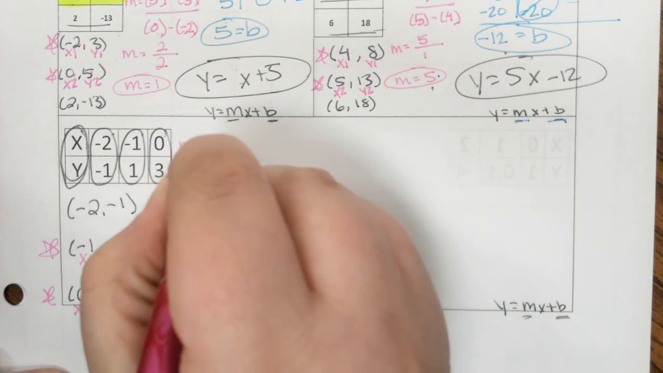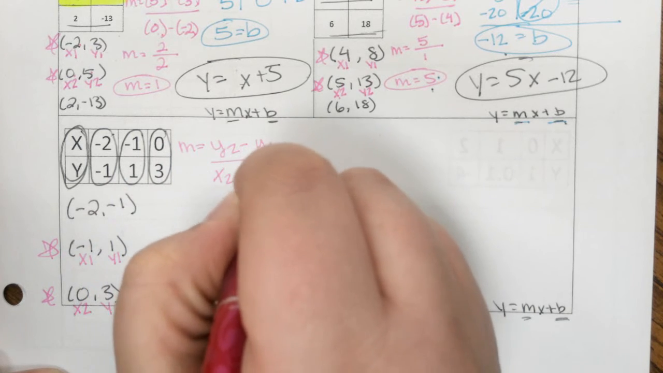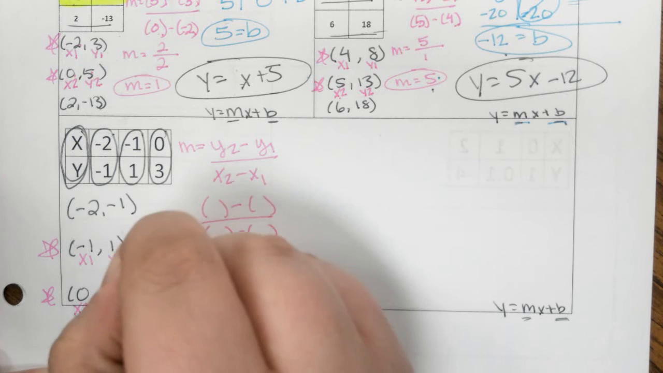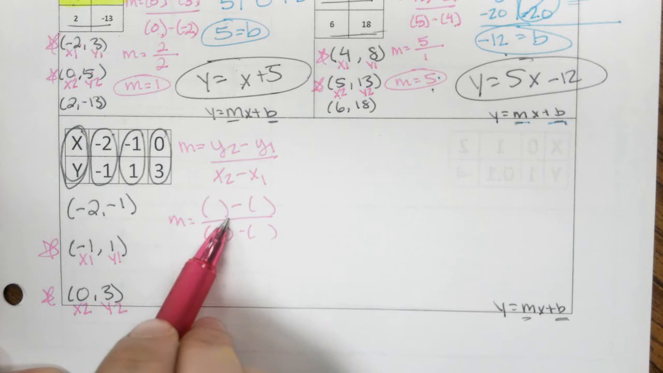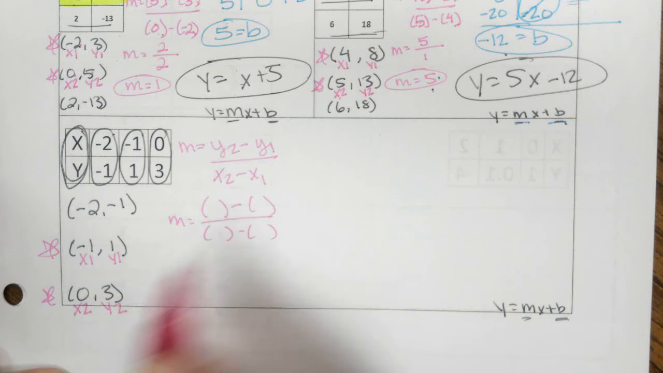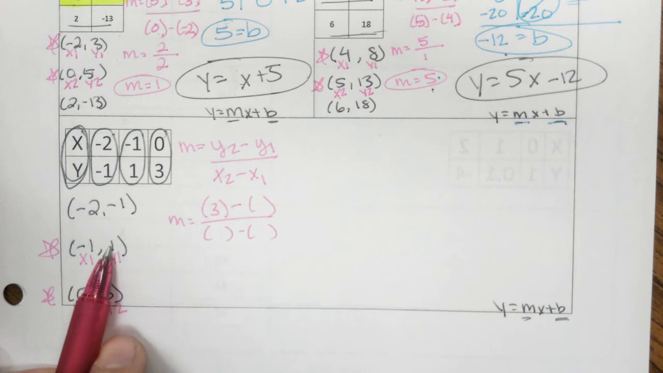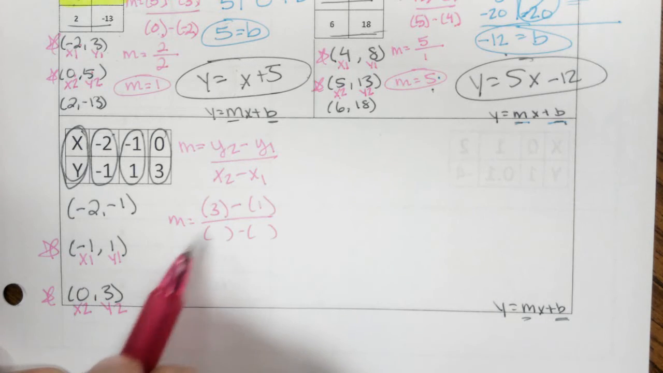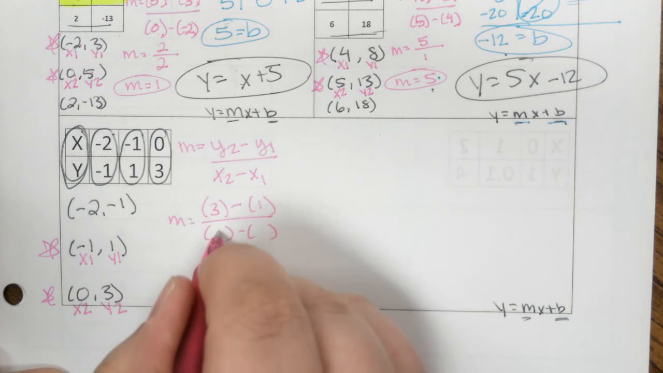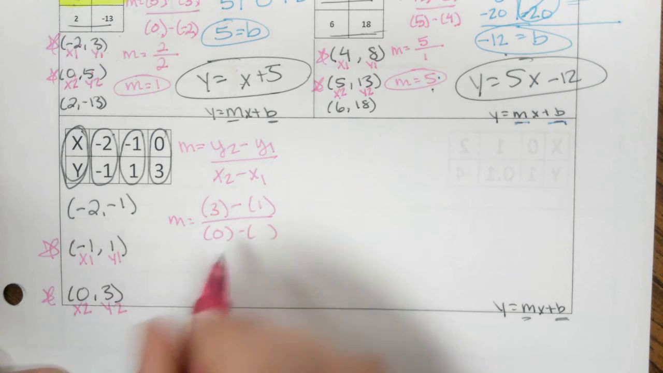So when I find my slope formula, that's y2 minus y1 over x2 minus x1. Replace all of the letters with bubbles. This bubble is in place of y2, and y2 is 3. This bubble is in place of y1, and y1 is 1. This bubble is in place of x2, and x2 is 0. This bubble is in place of x1, x1 is -1.